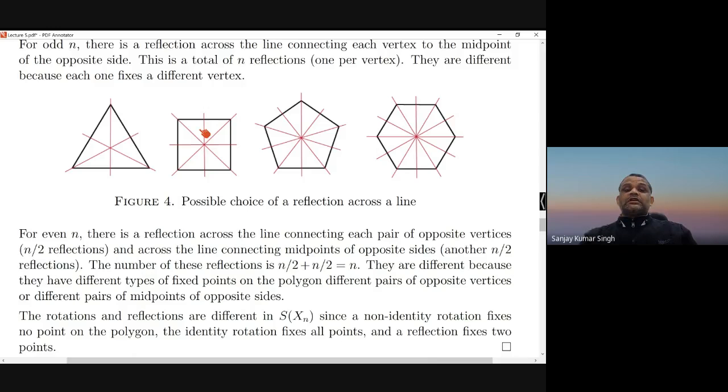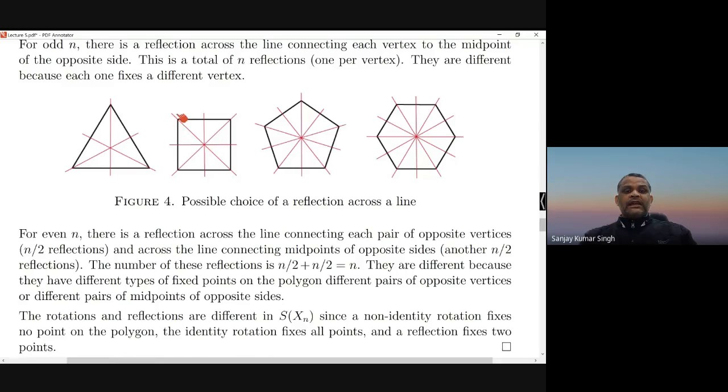So now count these numbers. When I take one vertex, I am also fixing the opposite vertex. So when n is even, how many choices do I have? I have n by 2 choices, because 2 vertices count as 1 reflection. So I get n by 2 reflections taking vertex to vertex.